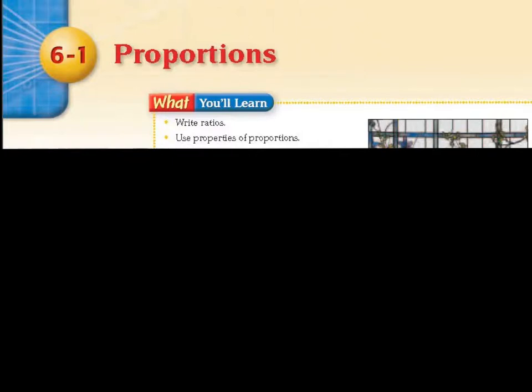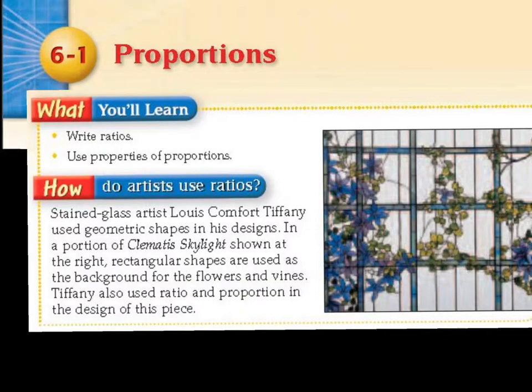The topic for Lesson 6.1 is proportions. You will write ratios and use the properties of proportions. How do artists use ratios? Stained glass artist Louis Comfort Tiffany used geometric shapes in his designs. In a portion of Clematis skylight, shown at the right, rectangular shapes are used as the background for flowers and vines. Tiffany also used ratio and proportion in the design of this piece.